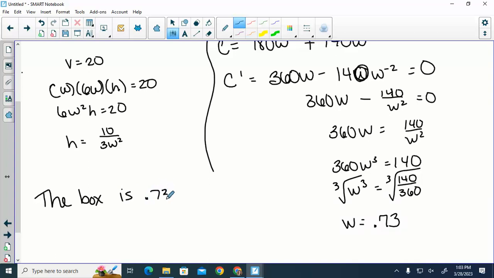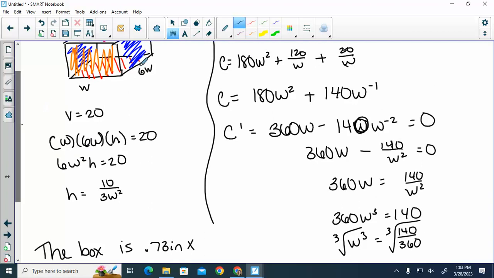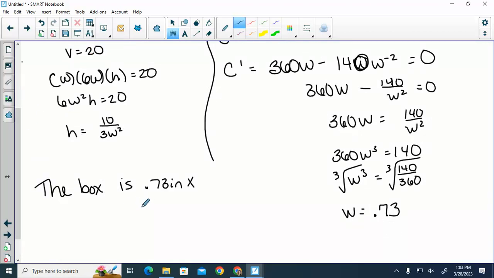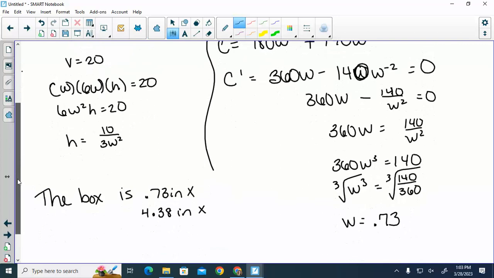So it's 0.73 inches by the width is 6 times this. So 6 times 0.73 is 38 inches, and the height, if you plug your W into the 10 over 3W squared, you get 6.26 inches.